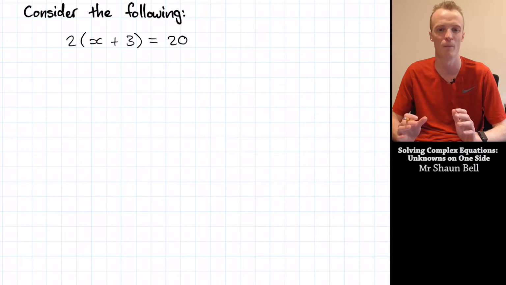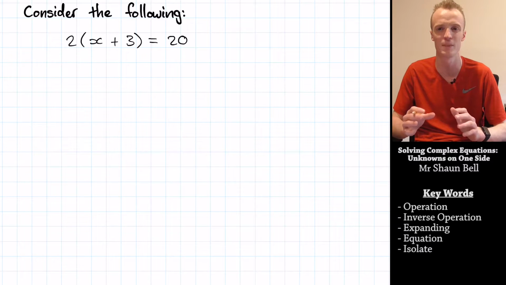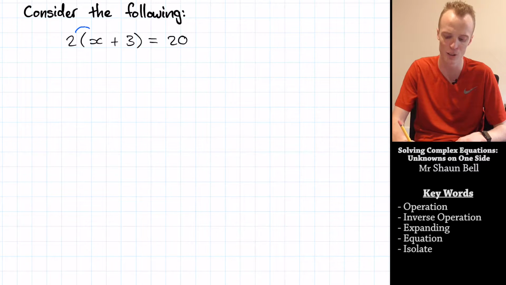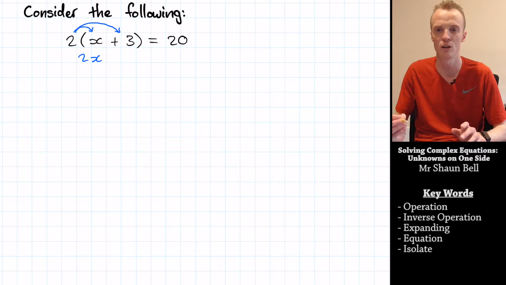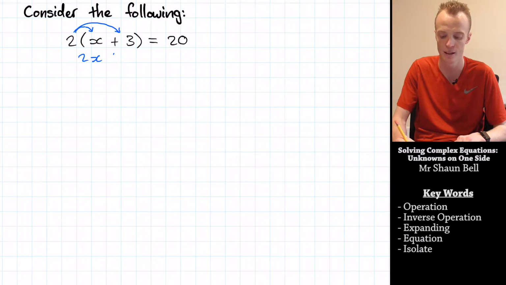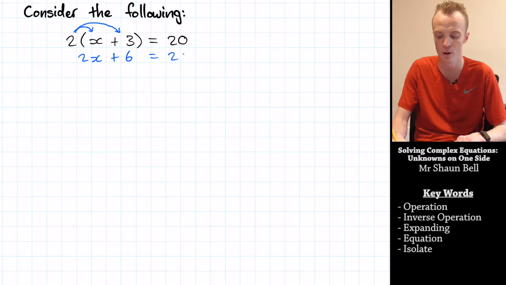Let's consider the following problem of 2 times everything inside those brackets of the x plus 3, and that is equal to 20. The first thing that we must do is to actually remove the brackets from our problem by expanding the left-hand side. To do that, I need to first go, what is 2 times x? And that's going to be equal to 2x. Then I go, what is 2 times positive 3? 2 times positive 3 is going to be positive 6, so we plus 6 to the left-hand side. And that is equal to 20.